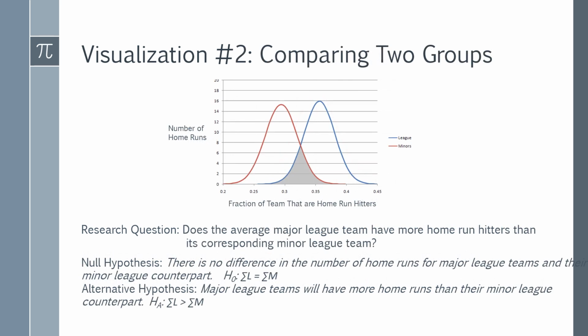Now let's look at visualization number 2, comparing two groups. Our research question here is, does the average major league team have more home run hitters than its corresponding minor league team? So here our null hypothesis could be written as, there is no difference in the number of home runs for major league teams and their minor league counterpart, or the sum of home run hitters for major league teams equals the sum of home run hitters for minor league teams.